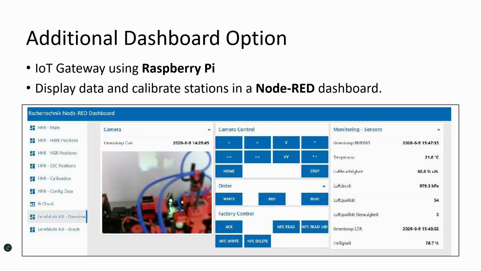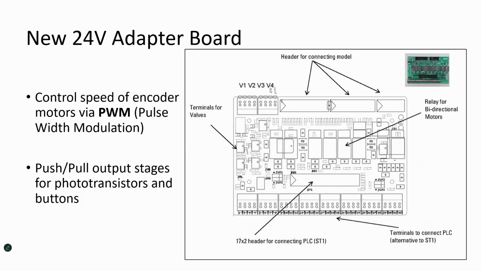Now, the model also incorporates newly developed 24-volt adapter boards to interface to the PLC. These, of course, will ship as part of the assembled training factory and are connected to the PLC via terminals. Among other things, the latest generation of adapter boards allow for the speed of the encoder motors to be controlled via PWM, or pulse width modulation. And they also have push-pull output stages for photo transistors and for buttons.